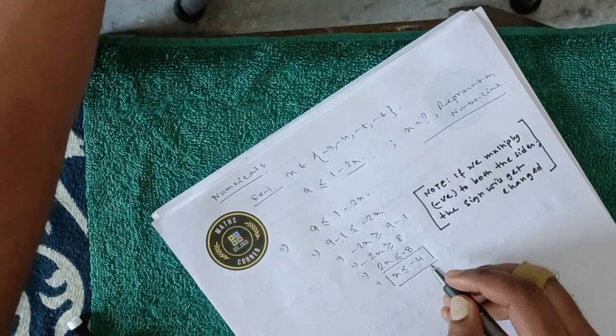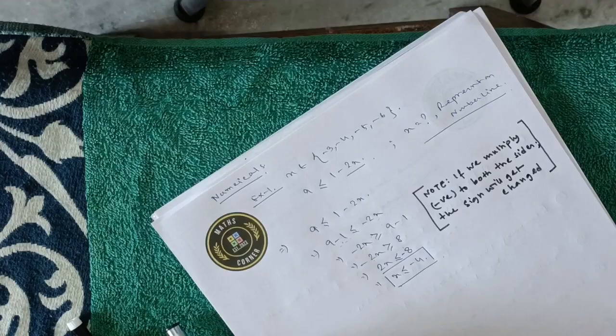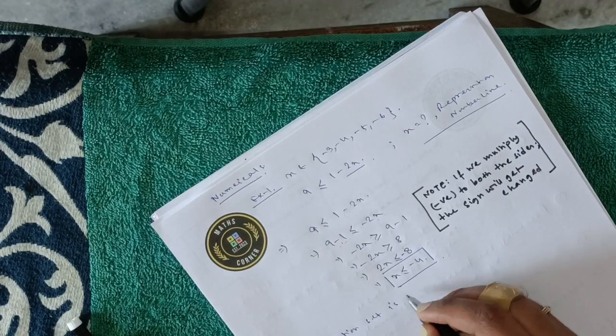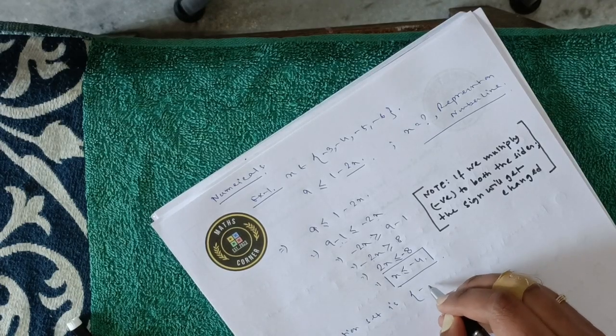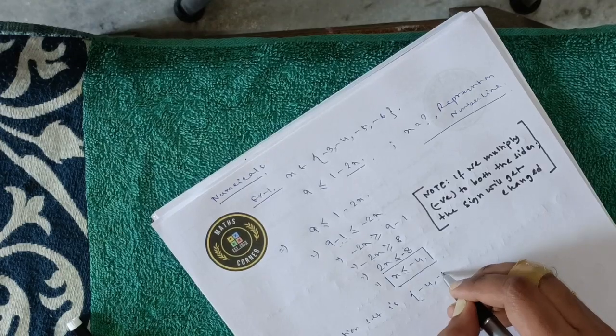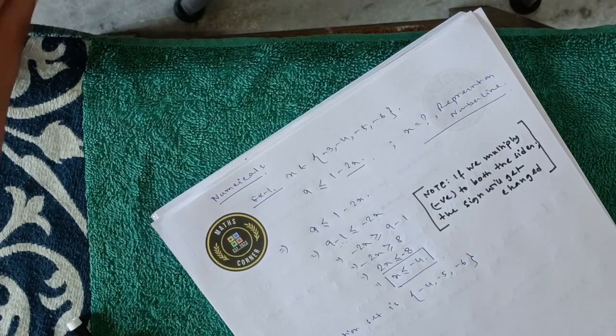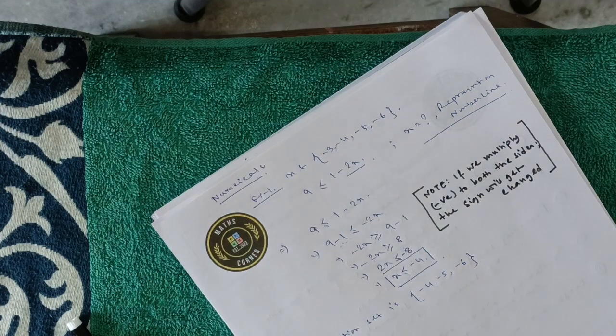So for the solution set, it was given here. Therefore you have to write it in this way in the exam. The solution set is minus 4, minus 5, minus 6. It's less than or equal to, so it's minus 4, minus 5, minus 6.